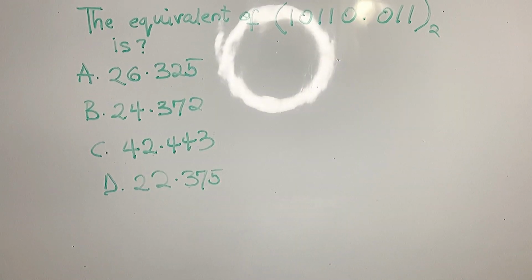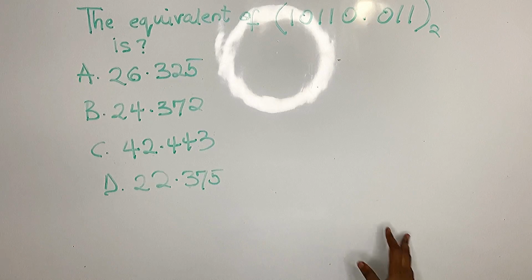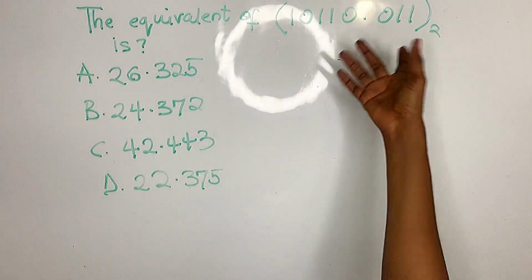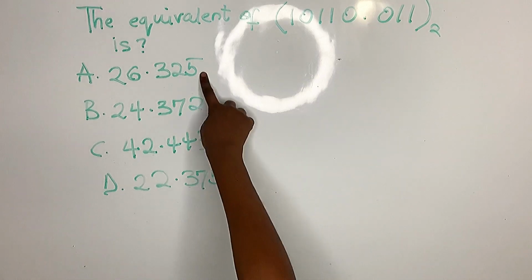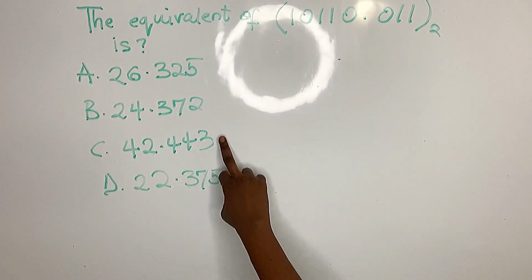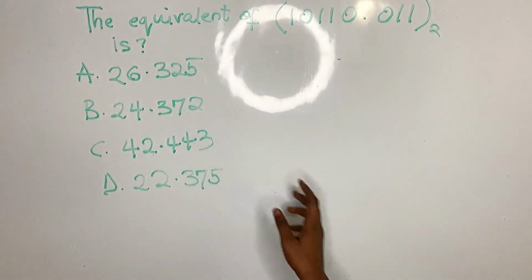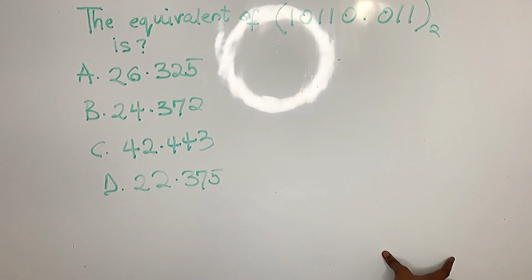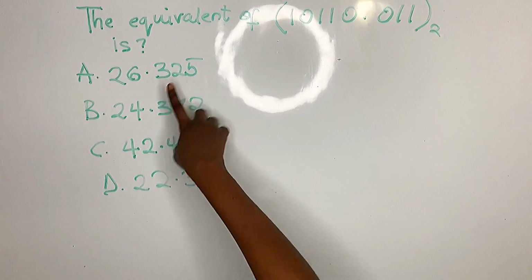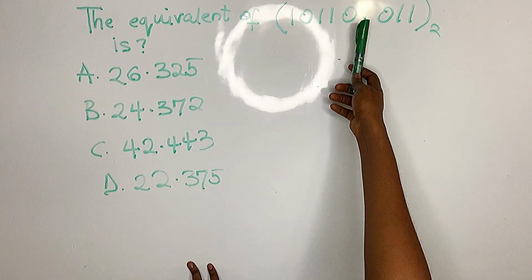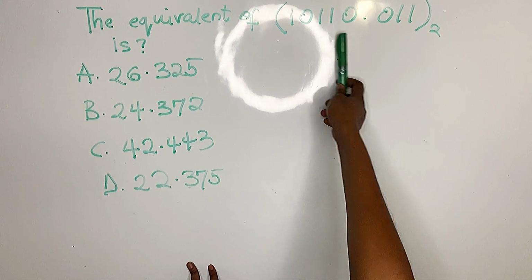Okay, so one more question for this number basis topic. This question says the equivalent of this is what? Now what do they mean by the equivalent? What are you converting this to? We don't know. But when you look at your options, we have just regular decimal numbers. And I told you before that any number that doesn't have a base is just to the base 10. So basically what they're asking us is to convert this binary number to base 10.